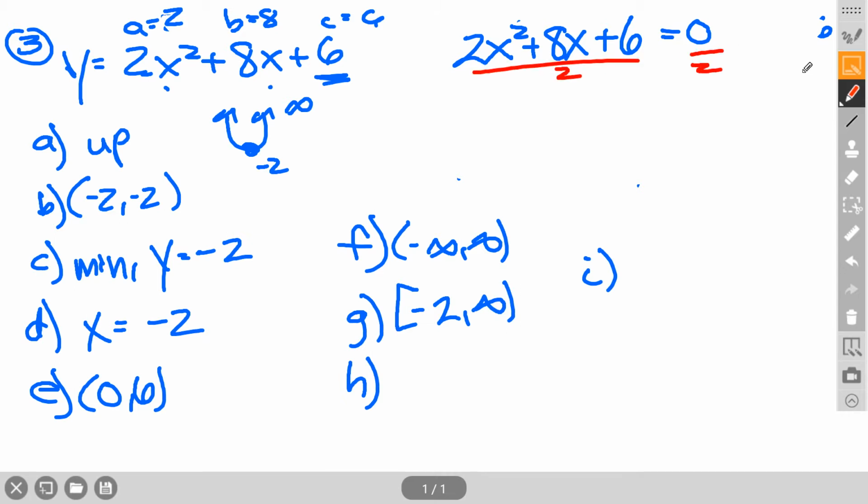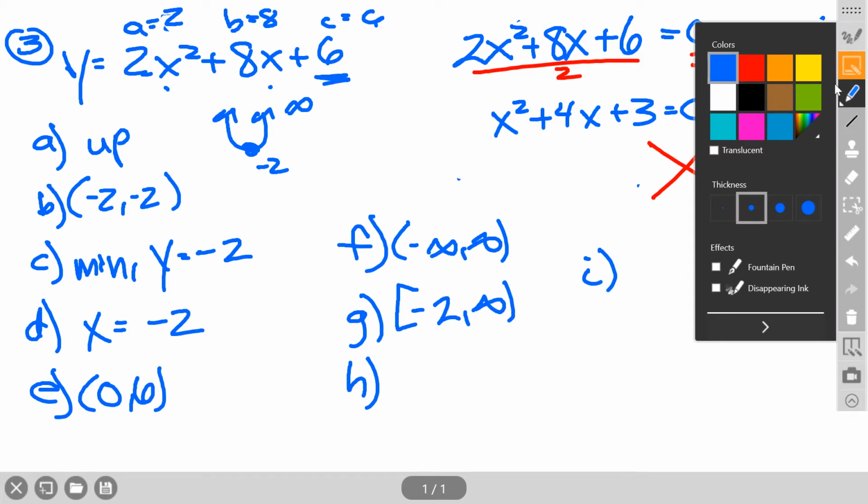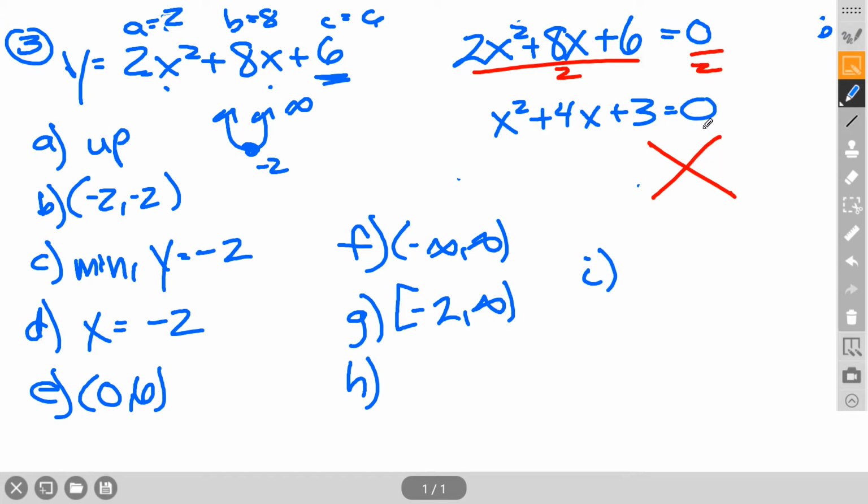So I'm going to divide by 2 to get x squared plus 4x plus 3 is equal to 0. I can see that this will be factorable. So the quickest way for me to do this will be to factor it, but I could use the quadratic formula, or completing the square. So up top is positive 3, and the bottom is positive 4. The numbers I'm looking for are positive 3 and positive 1. So this factors into x plus 3 and x plus 1.